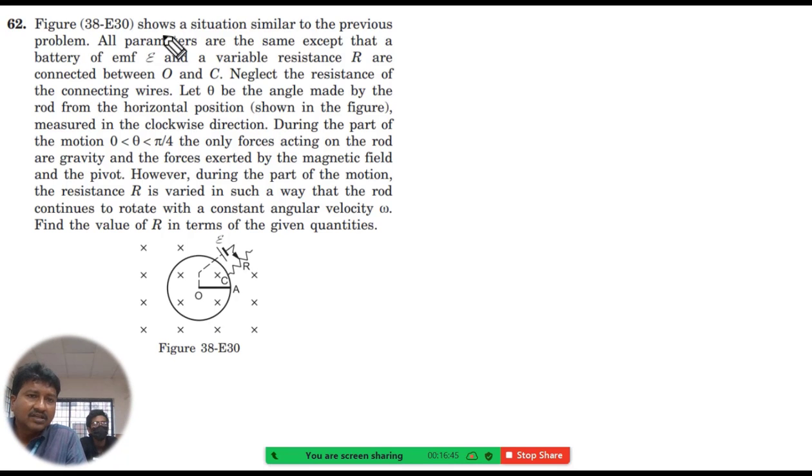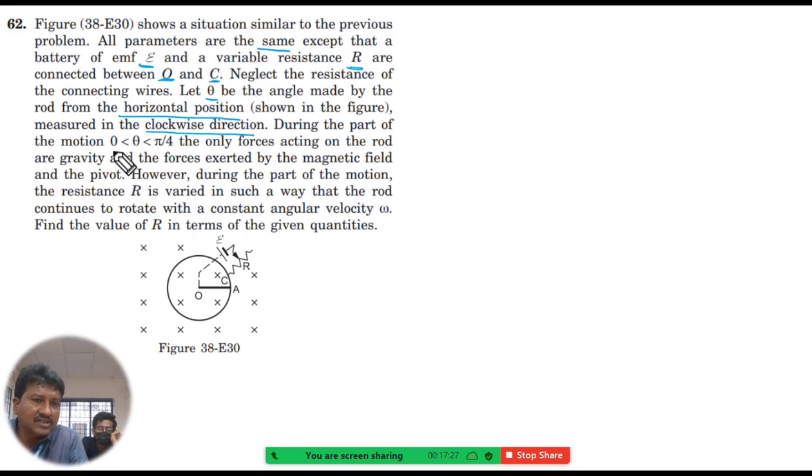The figure shows a situation similar to the previous problem. All parameters are the same, except that a battery of EMF E and a variable resistance R are connected between O and C. Neglect the resistance of the connecting wires. Let theta be the angle made by the rod from the horizontal position, as shown in the figure, measured in the clockwise direction.